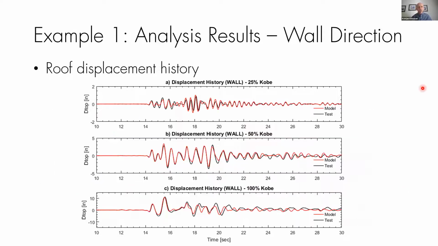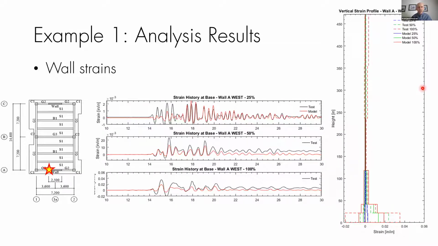We also looked at the history of the roof drift, also pretty reasonably well predicted. So the model does a nice job for dynamic analysis as well. This is some kind of a validation. Here are some local results, which are a little bit more challenging to capture, especially after you start having degradation in the wall and different failure modes. But I'm pretty happy with the strains. At least this is a strain prediction at one of the wall boundaries throughout these 3 ground motions.